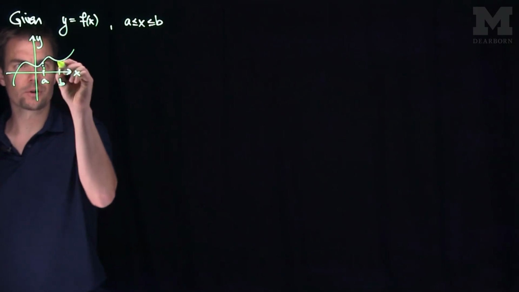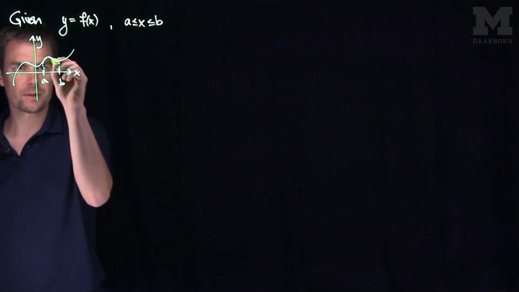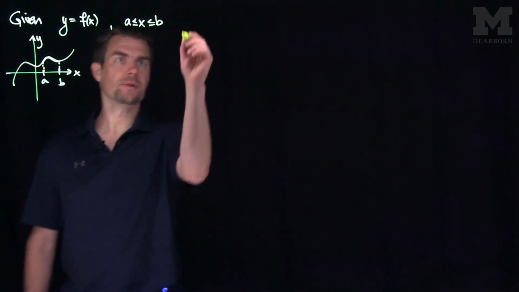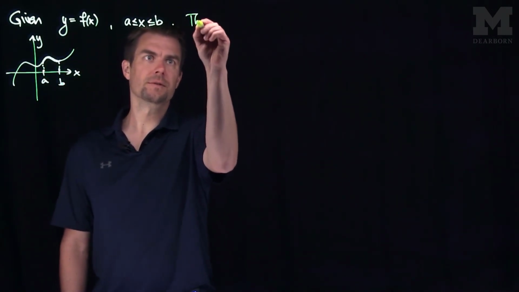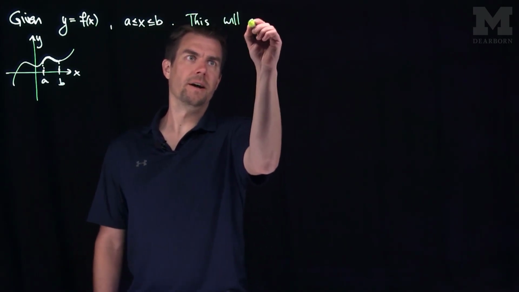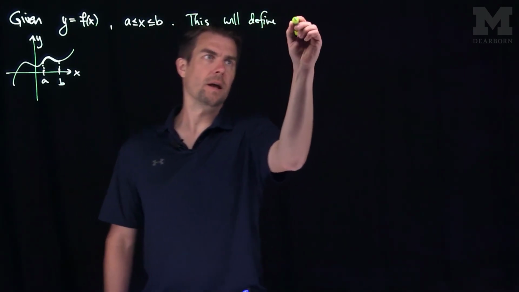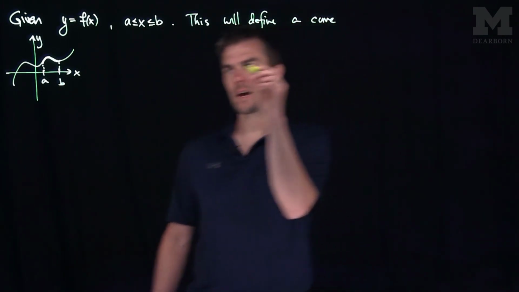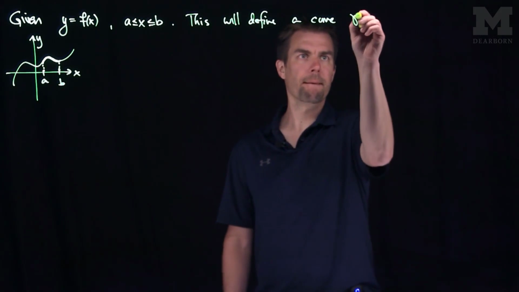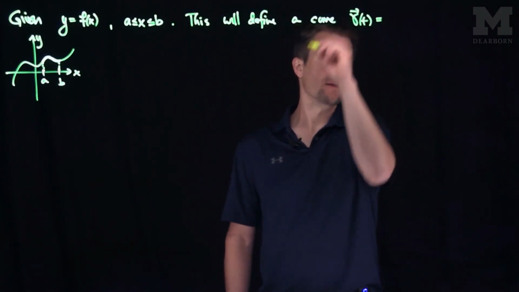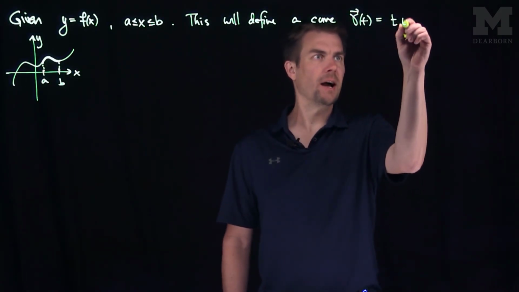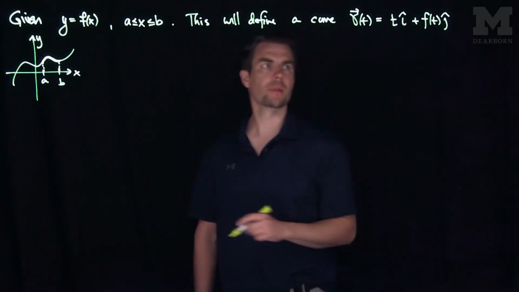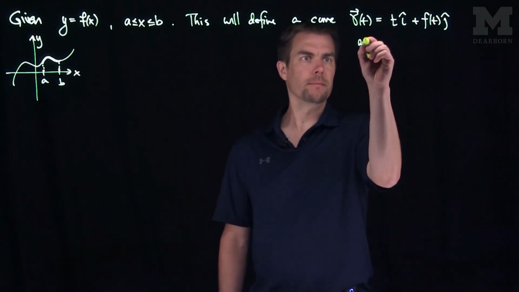And we're interested in the function between the points a and b, so in particular we're interested in this portion of the function. And that portion of the function defines a curve. So this will define a curve. And we can write down what the curve is, gamma of t is equal to t i hat plus f of t j hat for t between a and b.